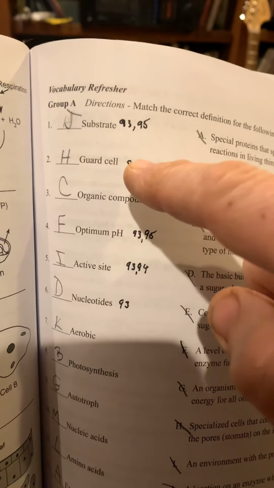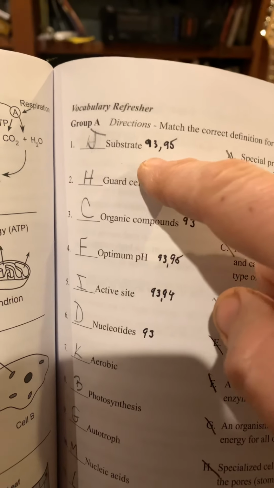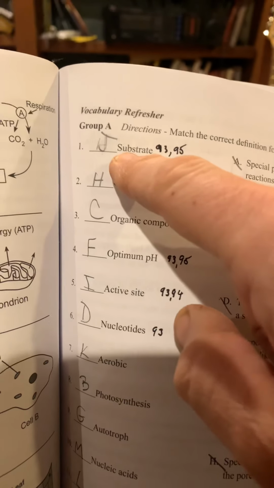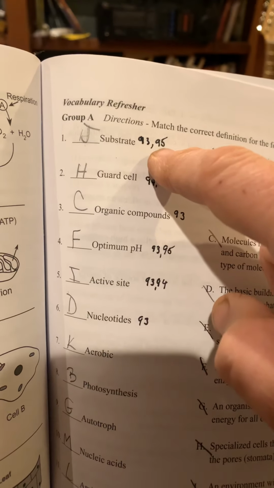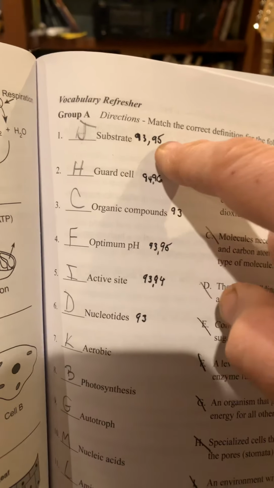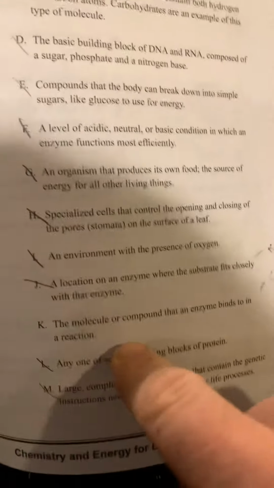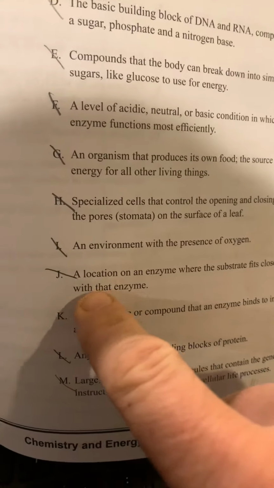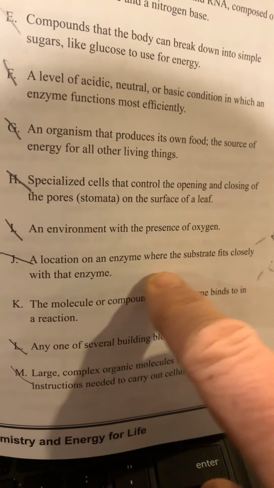On the vocab, I went through, and this is just Reagan's book. She didn't know I was using hers when I did it. But what I did is, there's the word. Here are the 2 pages in the reading where it's mentioned. All right, it was mentioned on page 93, and it was mentioned on page 95. All right, and with that, I just double-checked her answer, and yes. A substrate is a location on an enzyme where the substance fits closely with that enzyme.